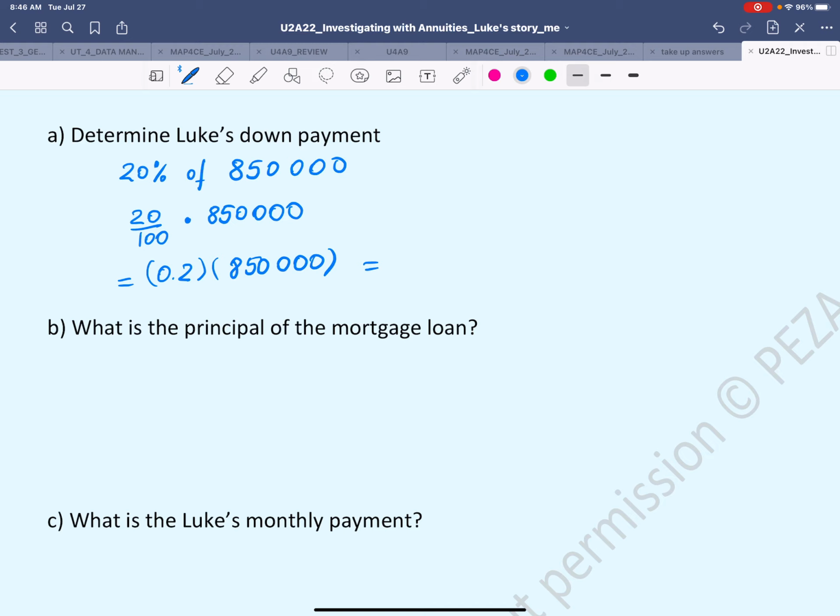I'm going to use my calculator here. That's just for speed. I like to use the calculator on my iPad too, but going back and forth can take a little bit of time. So it seems that Luke is paying $170,000. So he saved up quite a bit of money.